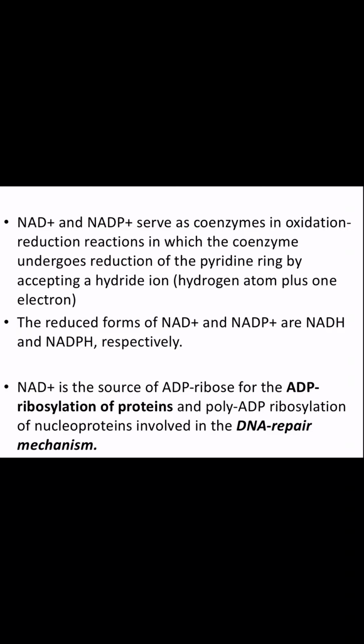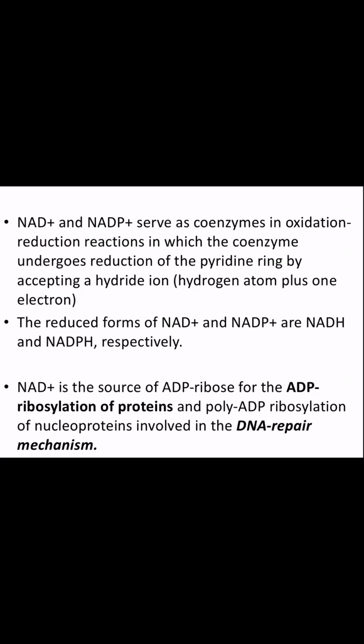NAD and NADP serve as coenzymes in oxidation reduction reactions, in which the coenzyme undergoes reduction of the pyridine ring by accepting a hydride ion, that is a hydrogen atom plus one electron. The reduced form of NAD is NADH and of NADP is NADPH. NAD is also the source of the ADP ribose for the ADP ribosylation of proteins and poly ADP ribosylation of nucleoproteins involved in the DNA repair mechanism.